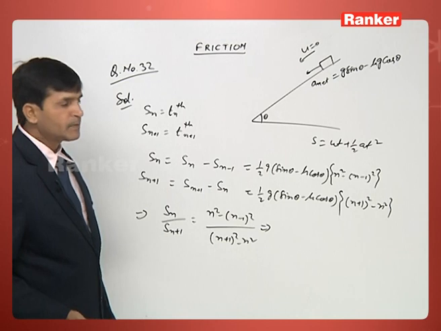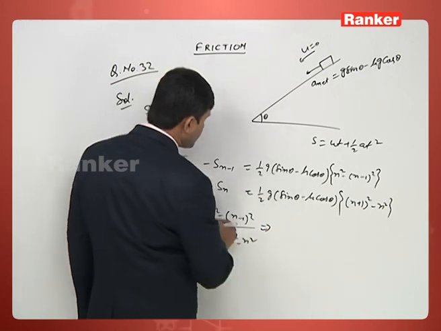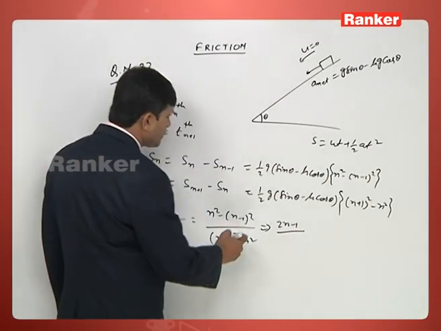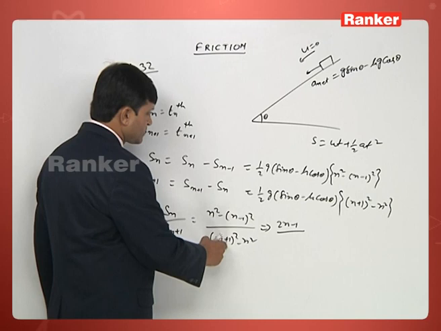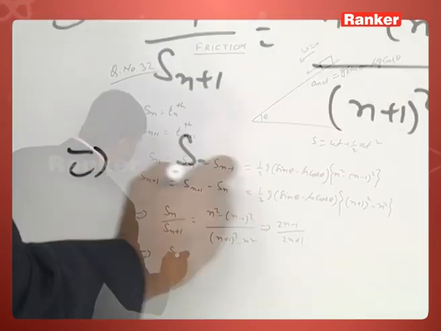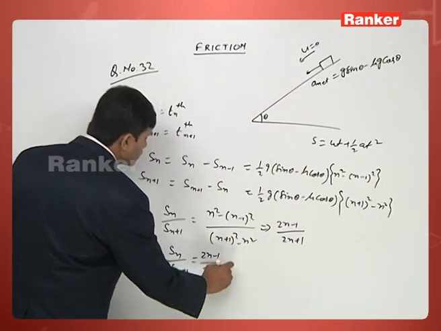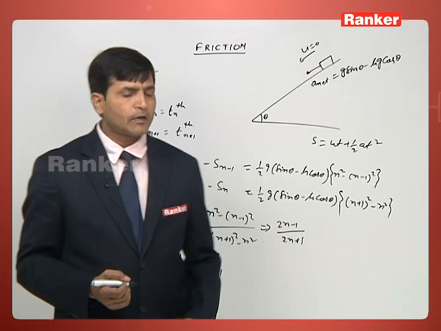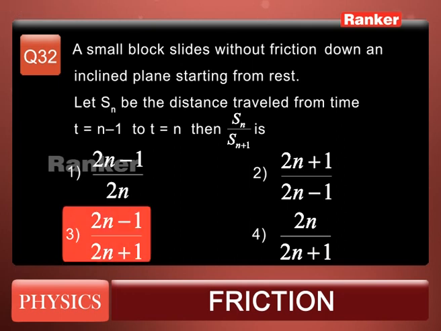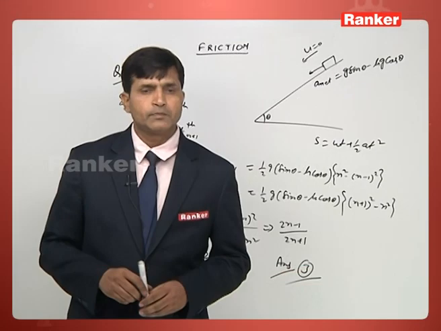A square minus b square means a minus b times a plus b. A minus b means 1, a plus b means 2n minus 1 in the numerator and 2n plus 1 in the denominator. So finally we can say Sn by Sn plus 1 is 2n minus 1 by 2n plus 1. So as per our options, the third option is the correct answer. So this is question number 32.